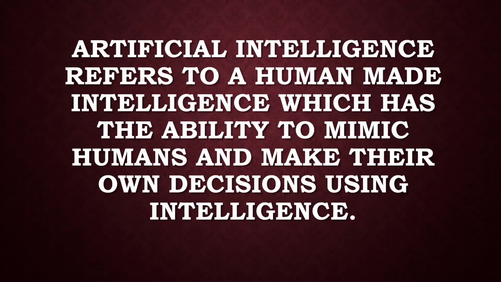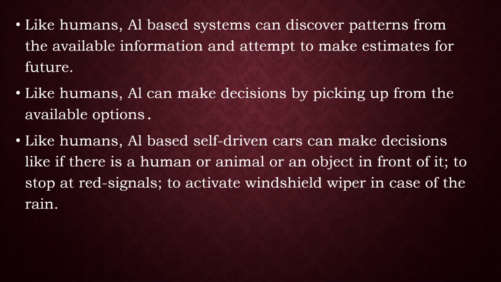Artificial intelligence refers to a human-made intelligence which has the ability to mimic humans and make its own decisions using intelligence and data fed to it. Next, what can AI do? Like humans, AI-based systems can discover patterns from the available information and attempt to make estimates for the future. Like they will see the sky and say whether it will rain or not. Like humans, AI can make decisions by picking from an available set of choices.